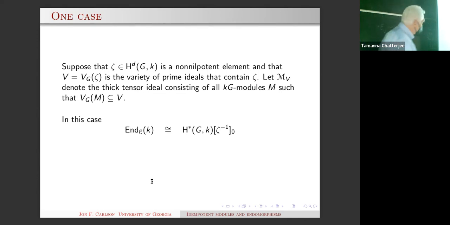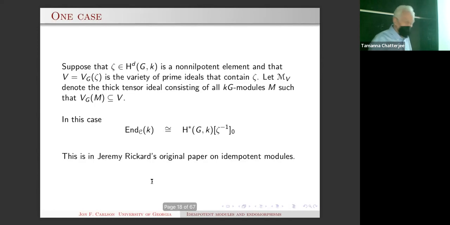And this is something that we've known for a long time, okay? In fact, I think I even say this. Yeah, this was in Jeremy Rickard's paper, but in some sense, we knew this even before that, or knew something like this.